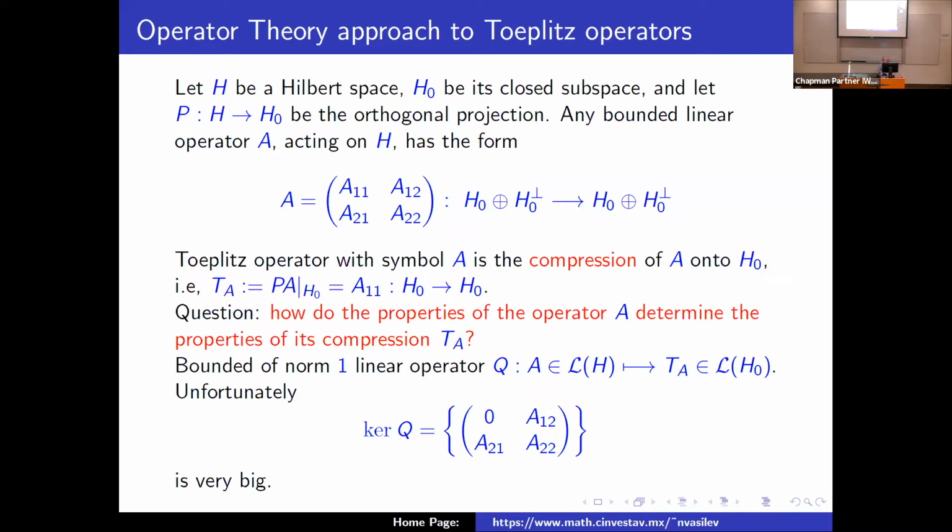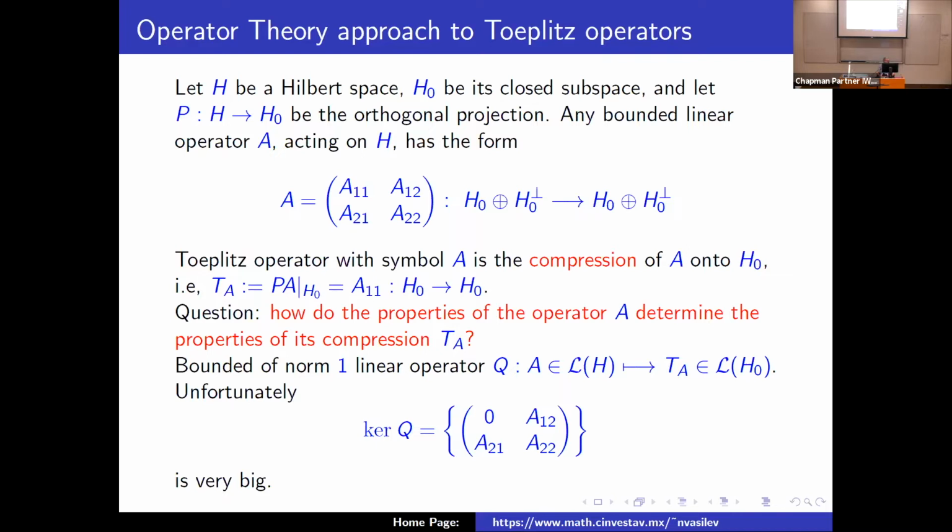Then, by definition, the Toeplitz operator with symbol A is nothing but the compression of the operator A onto the subspace H naught. So we take an element from H naught, apply A, and project back to H naught. In matrix representation, it is just this 1-1 entry. And the question here is: how do the properties of the operator A determine the properties of its compression? This is the question we address.